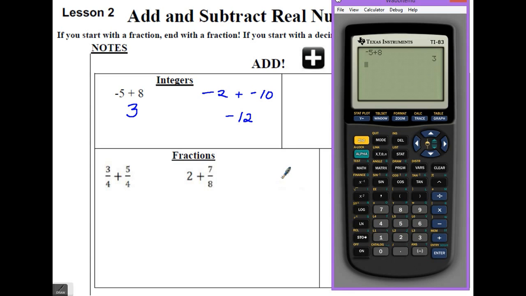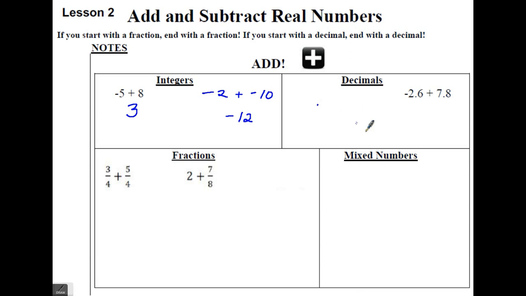Now you have here a -2 plus a -10. So again, you want to press -2, so that's a -2, and then I'm going to go ahead and add, and I'm going to put parentheses because this represents a -10, and inside I have a -10. Okay, press enter and I get a -12. So you can use the calculator to help you solve the problem. Okay, so let's move on.